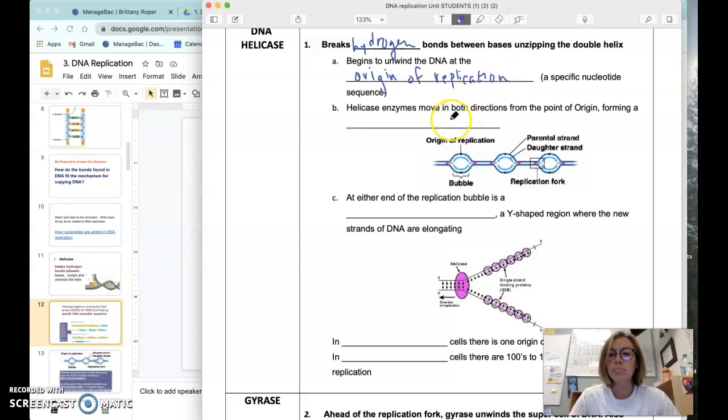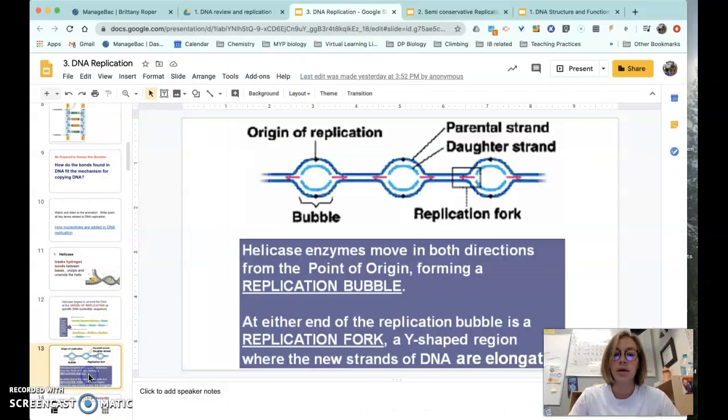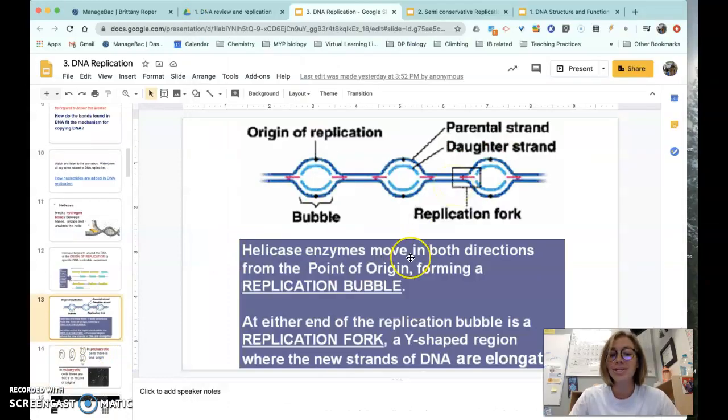Helicase enzymes move in both directions from the point of origin, forming, as you can see in the PowerPoint here, a replication bubble.